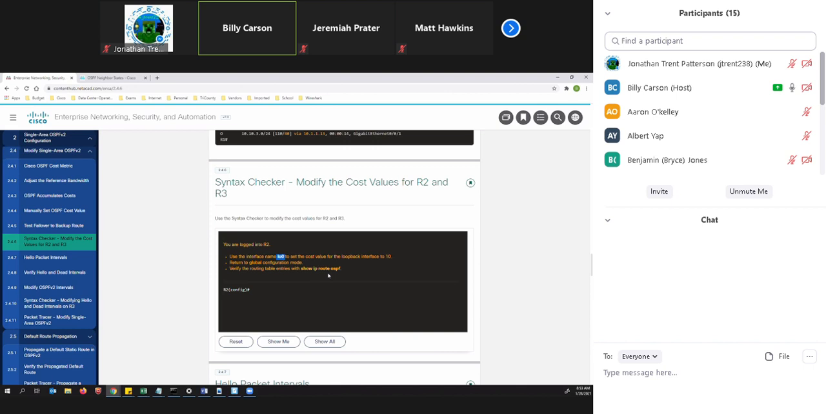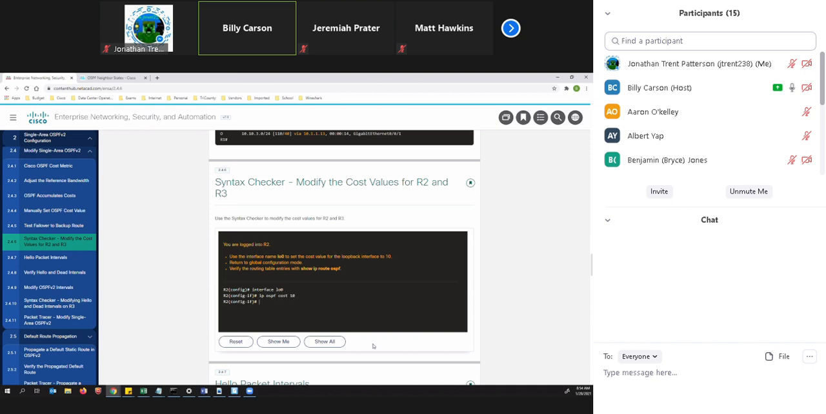That's loopback 0. It's good to use loopbacks on routers because, with that interface, you don't have to turn it on or anything. That interface is always up and ready to go. So anyway, use the interface name to set the cost value of the loopback interface to 10, return to global configuration, use the routing tables to show IP route. So the first thing we need to do, we're in global config, is go to that interface LO0. Now, once we're in that interface, it wants us to do the cost of 10. So it's IP OSPF cost, and it is 10.